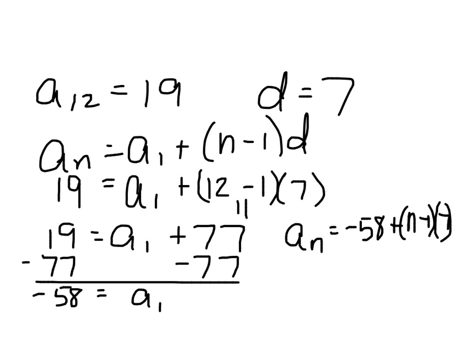Then, from there, it also said graph the first 6 terms. So if I know the first one's negative 58, one of the things that you can do when you look at that, since you know it's arithmetic, negative 58 plus 7 is what? Plus 7?